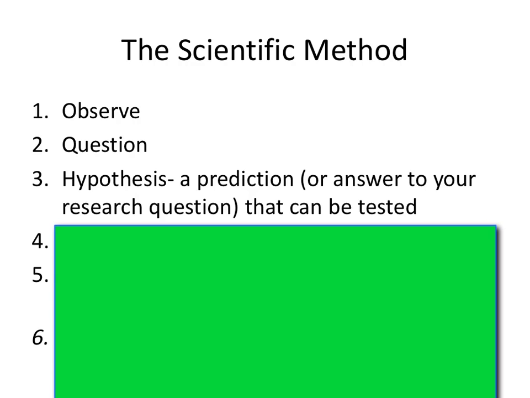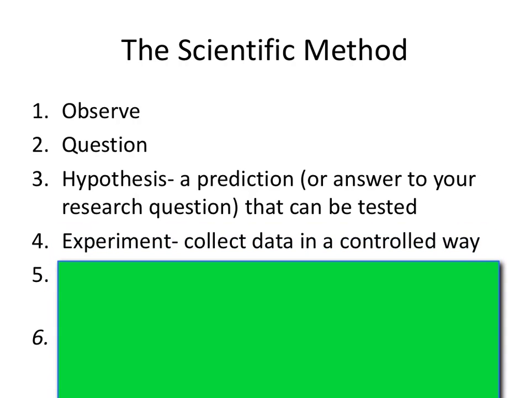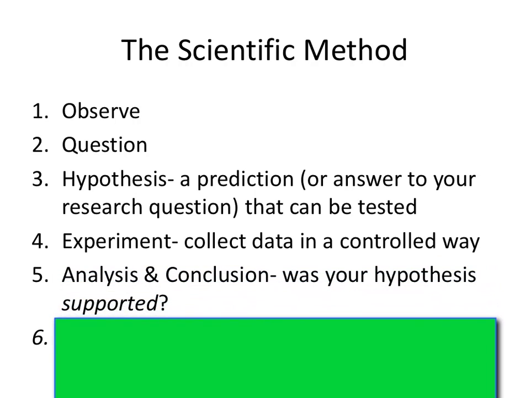Once you have your hypothesis, you design and conduct an experiment. So you collect data in a controlled way that allows you to gather evidence in support of your hypothesis or to possibly refute your hypothesis. Once you've done your experiment, you're going to take a look at all your data, maybe do some mathematical tests on it to see if things are different, and you decide, was your hypothesis supported?